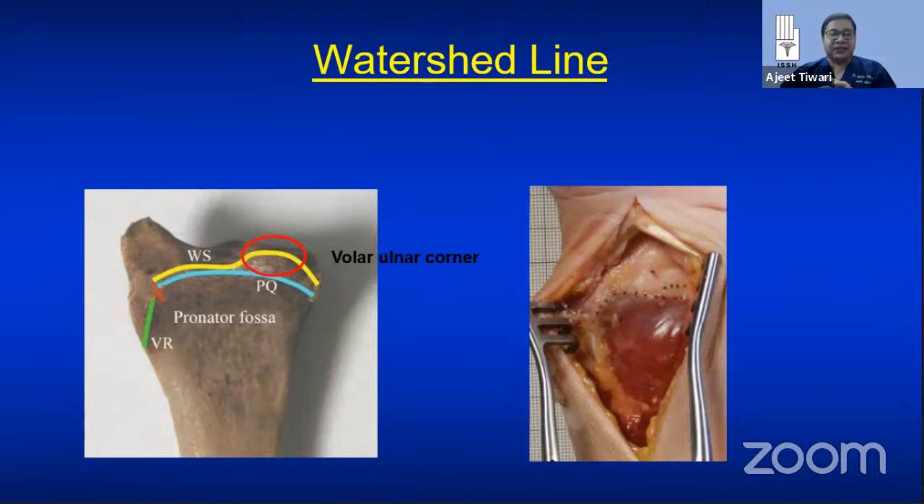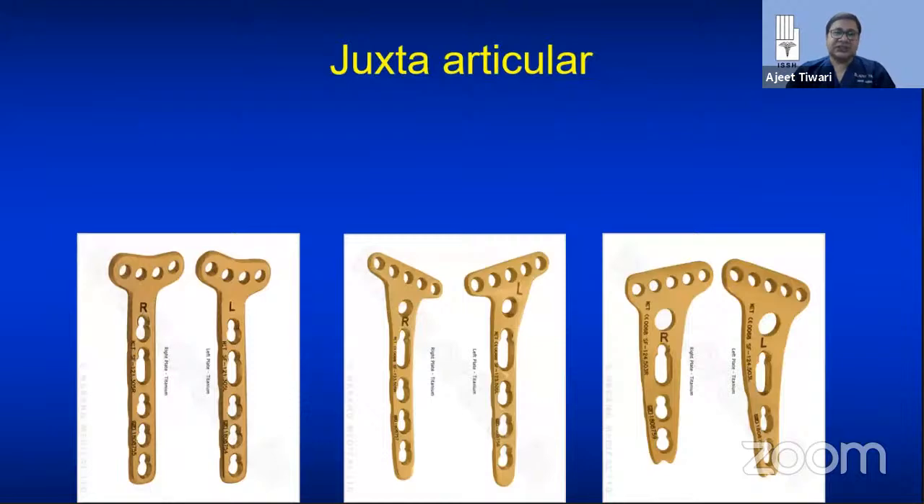We should be very clear in mind which plate is important and where we should put what kind of plate. If the fracture is proximal to the watershed line, we should use a juxta-articular plate. If the fracture is at the watershed line or distal to the pronator quadratus insertion, then probably the rim plate is important. So these are the juxta-articular plates.